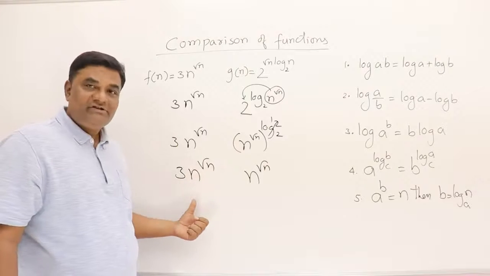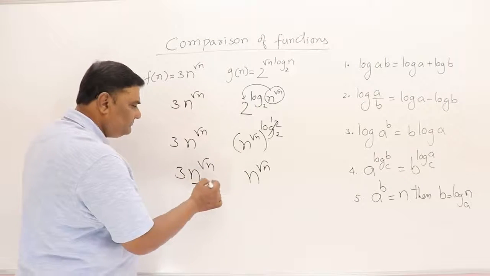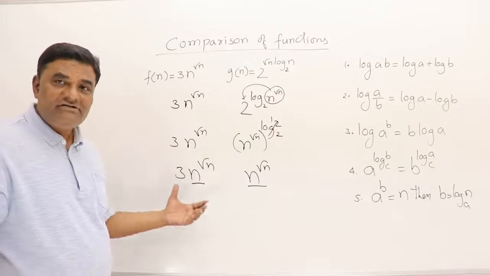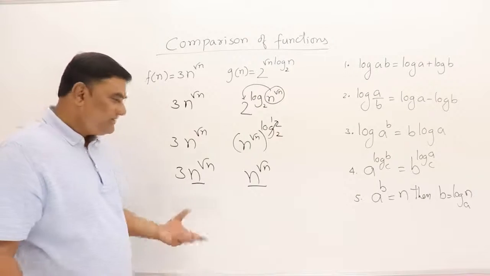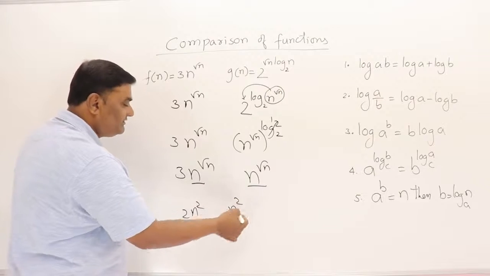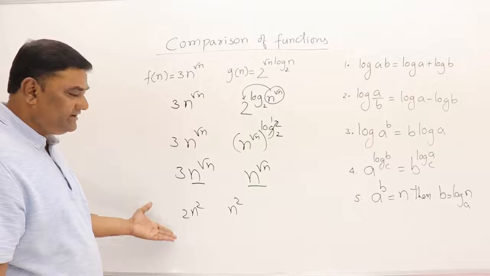So now what do you see? 3 n power root n, n power root n. If you see the terms, they are same. This is just a coefficient. It is just like 2n square and n square. Who is greater? They are equal. This coefficient is ignorable, right?